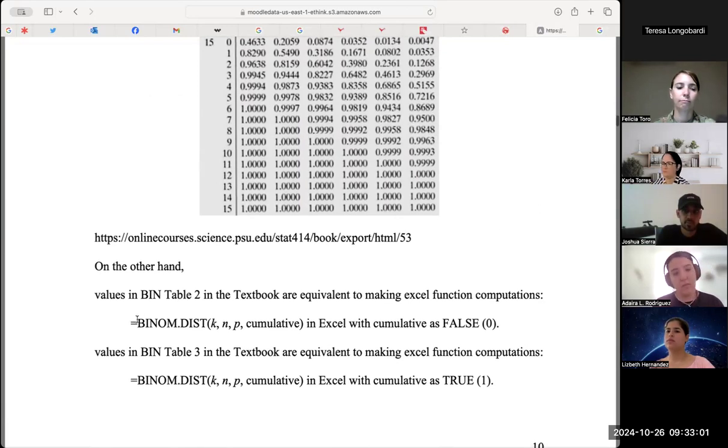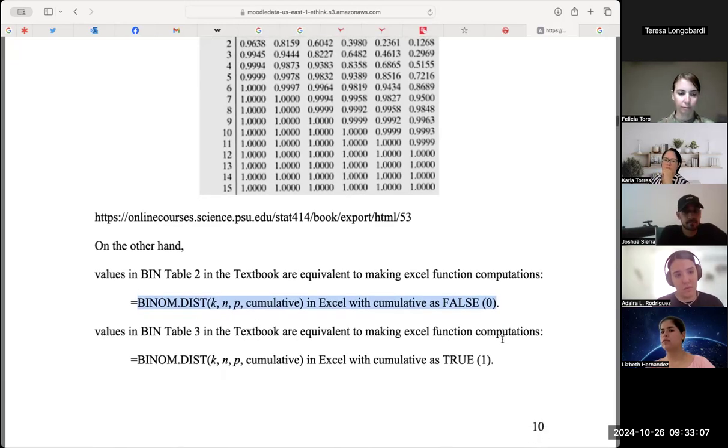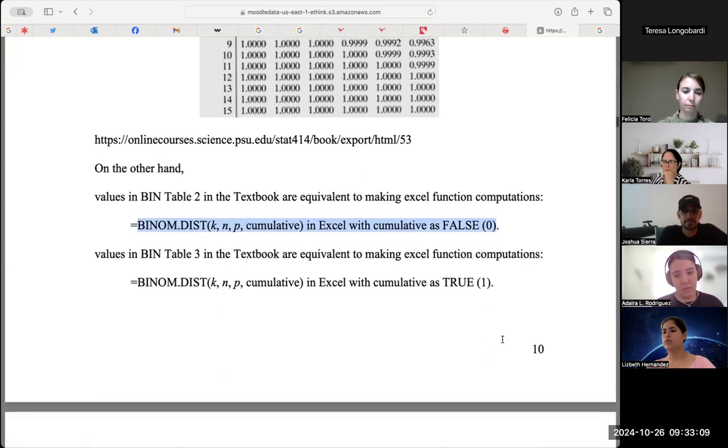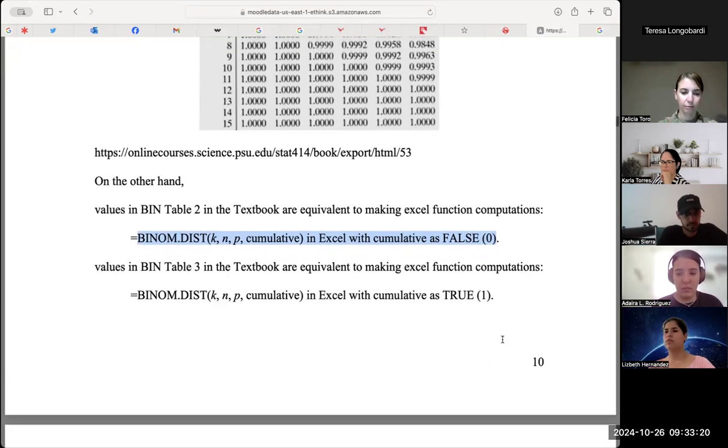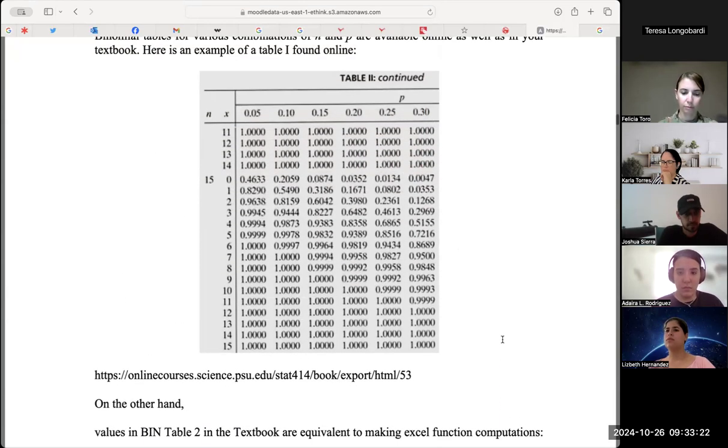Also, you can use Excel. I believe I explained how to use Excel as well. Is that correct? So you can use Excel to generate the whole binomial distribution and to combine certain values of the outcome. So basically, you could generate the table for yourself.